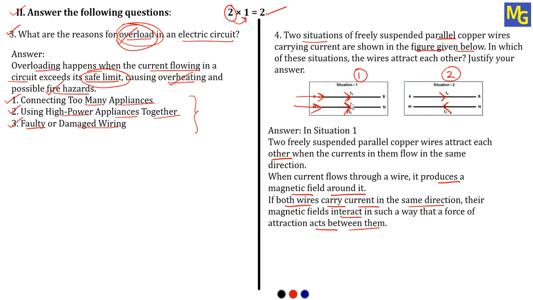Therefore, according to the question, they have asked in which situation we can see the attraction. Then the correct answer is situation 1. So here I have written the answer, situation 1, and this is the justification for the answer. So here we have completed all the 1 mark questions from this Part A physics of this model question paper. After this, we will solve the 2 marks questions.